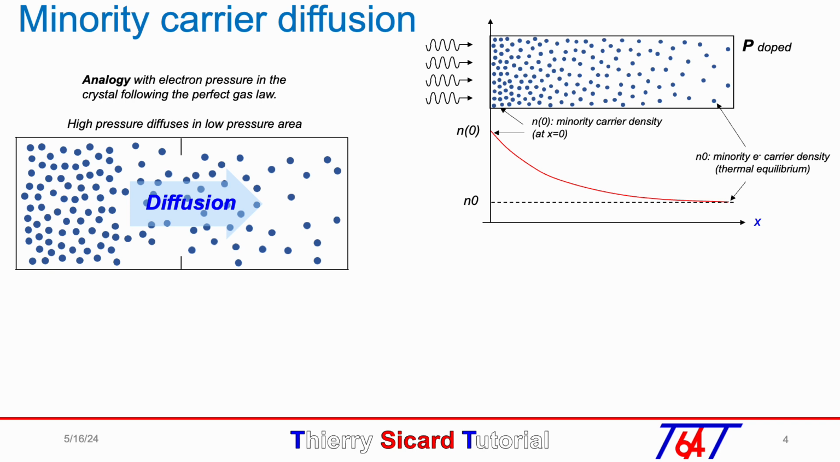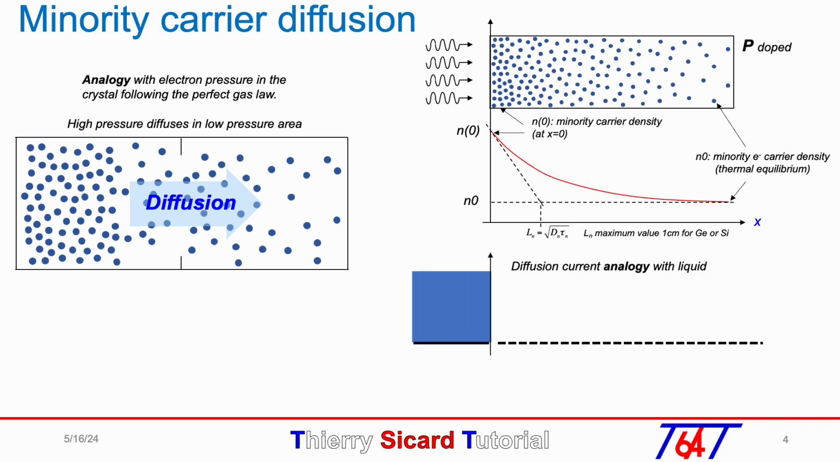For a long time, it was pretty hard for me to realize what this diffusion current was, until somebody gave me an analogy with liquid to really understand the diffusion current. Today, I would like to share this analogy with you, hoping that this explanation will help somebody else. You need to imagine a constant current of water in a channel, which means with constant water height.